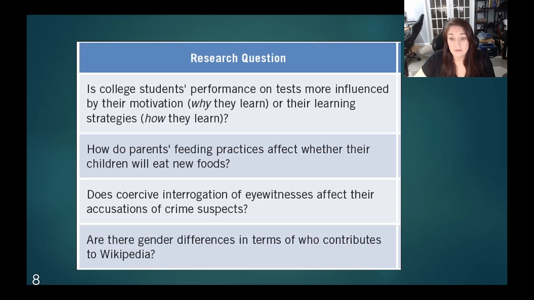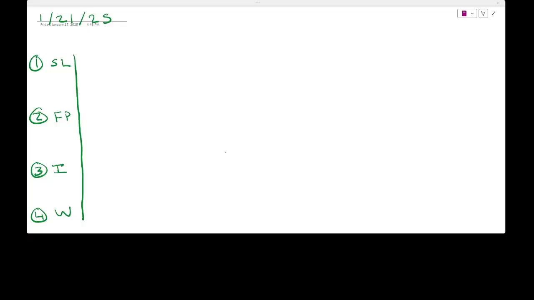For number 3, does coercive interrogation of eyewitnesses affect their accusations of crime suspects? I called it I for interrogation. Of course, you can write out whatever titles you want for these in your notes. Just make sure you know which one they're referring to as we progress. And then number 4, I just put a W for Wikipedia because the research question is, are there gender differences in terms of who contributes to Wikipedia?